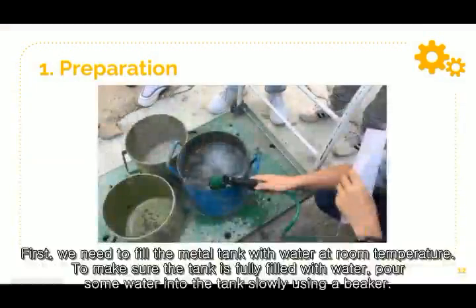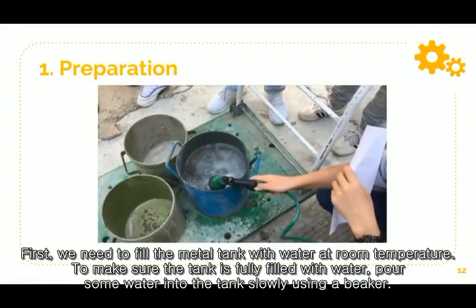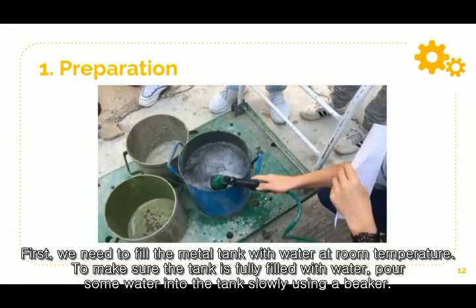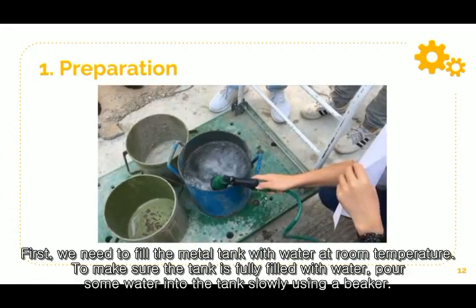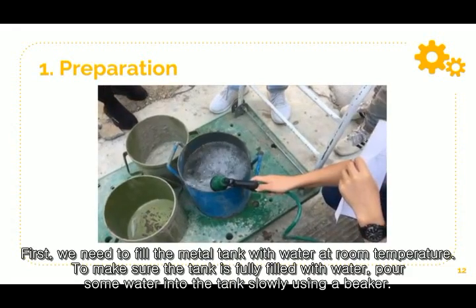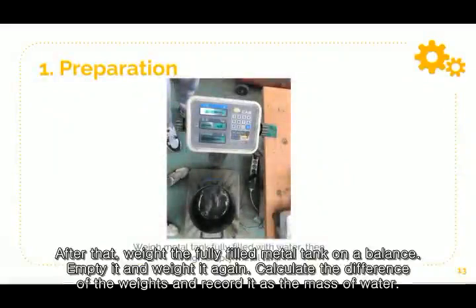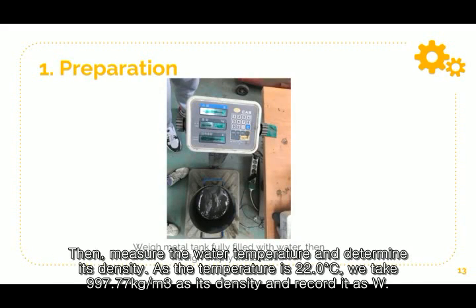First, we need to fill the metal tank with water at room temperature. To make sure the tank is fully filled with water, pour some water into the tank slowly using a beaker. After that, weigh the fully filled metal tank on a balance. Empty it and weigh it again. Calculate the difference of the weights and record it as the mass of the water. Then, measure the water temperature and determine its density.